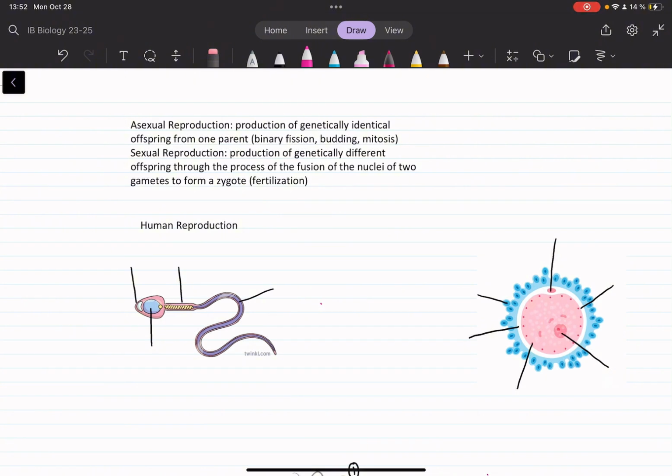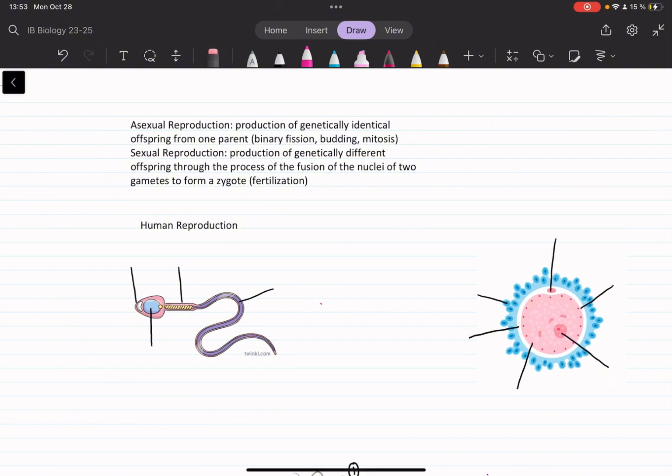Now, for asexual reproduction, I think it's good to know different types of asexual reproduction, but we don't need to go into depth for standard level. Higher level, I'm unsure, I have to check. But there are two types of sexual reproduction that we need to know, and that is human reproduction, and then also plant reproduction. So let's get started with human reproduction first, because it is a little shorter, I think, without the menstrual cycle, of course.